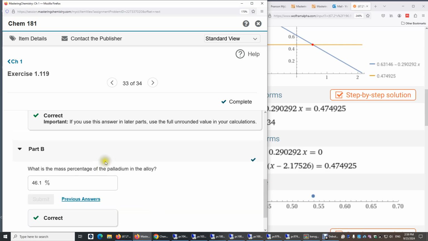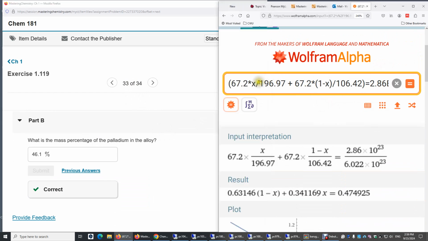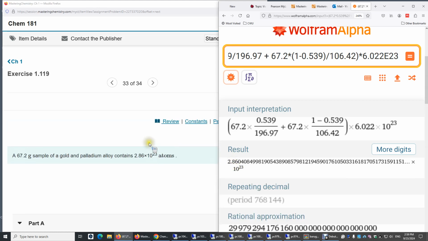Submit. We can double check. So get back to Wolfram Alpha. So this x is 0.539, and this 1 minus x is 1 minus 0.539. All right. And we're gonna just have the total number of moles multiplied by the Avogadro constant. We get 2.86 times 10 to the power of 23. This number matches with this number.